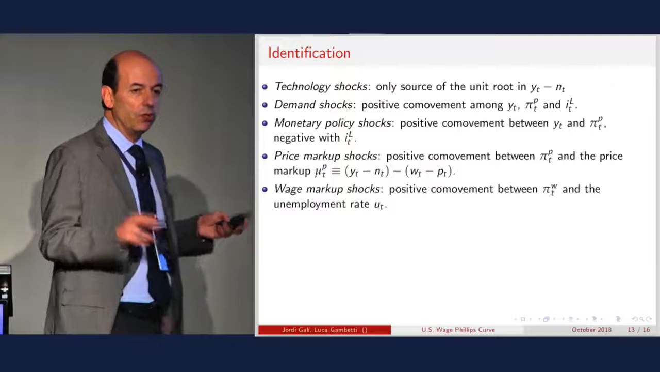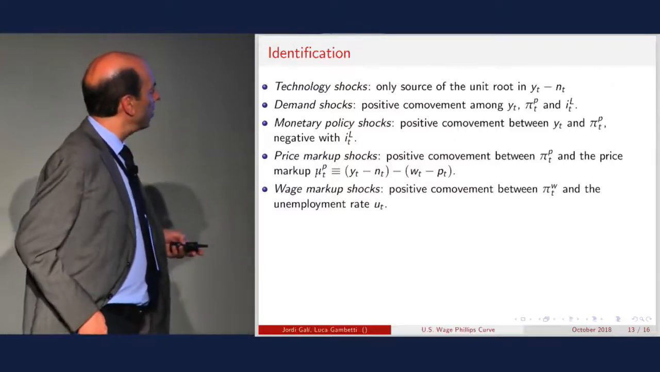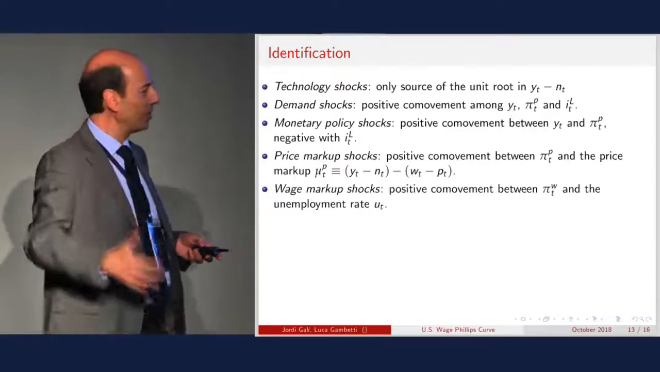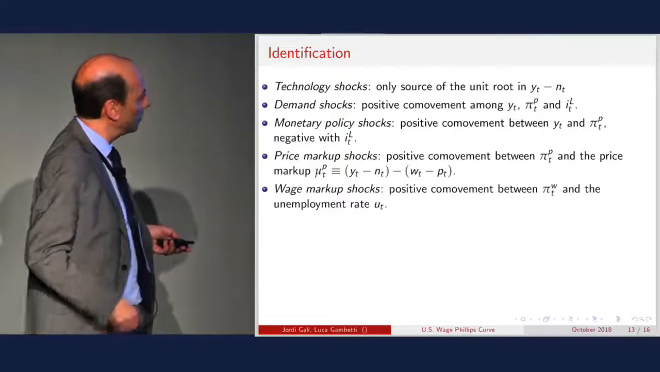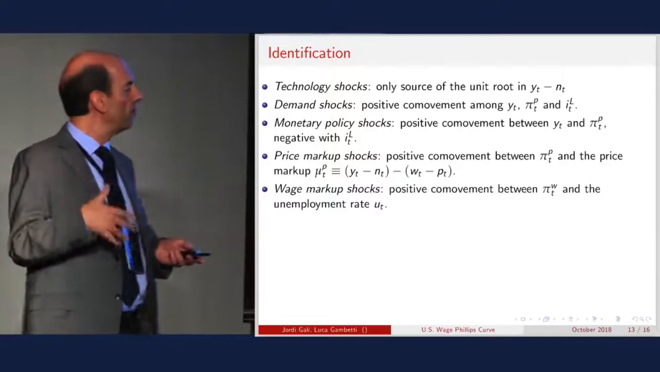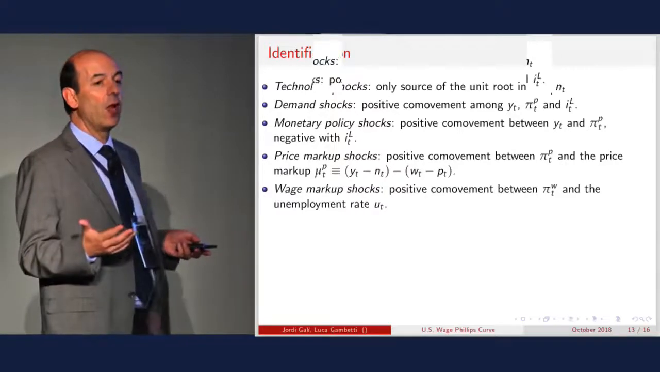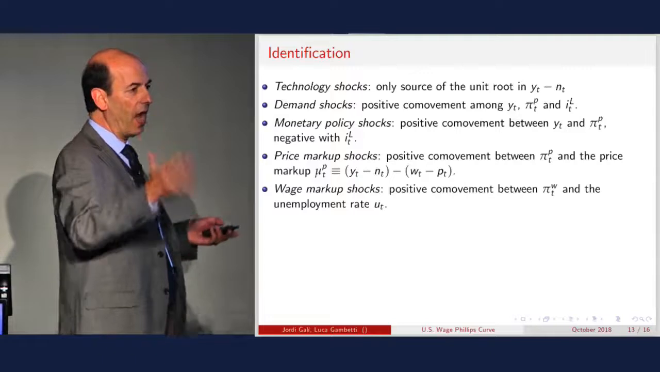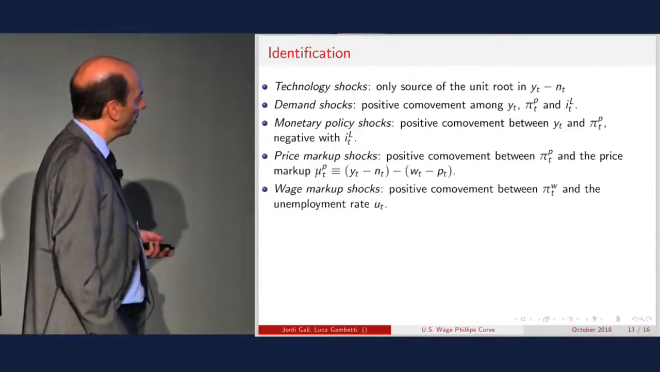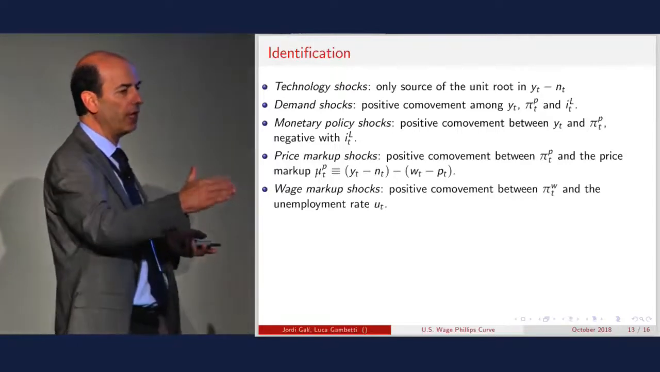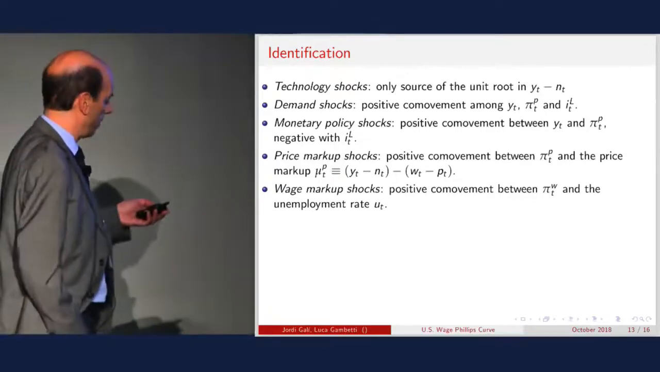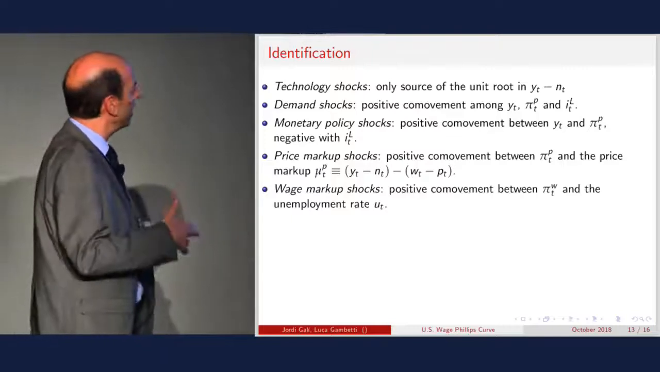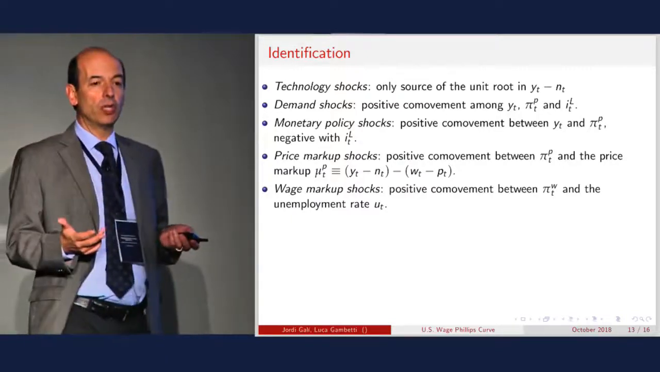What we call demand shocks, which should be interpreted as non-monetary demand shocks, are the only shocks that generate a positive co-movement between output, price inflation, and the long-term interest rate. The idea being here that the central bank, here the Fed, responds by increasing interest rates whenever output and inflation increase, and does so in a persistent way, so that it is reflected in the long-term rate. Now, monetary policy shocks generate a positive co-movement between output and price inflation, but a negative co-movement with the long-term interest rate.